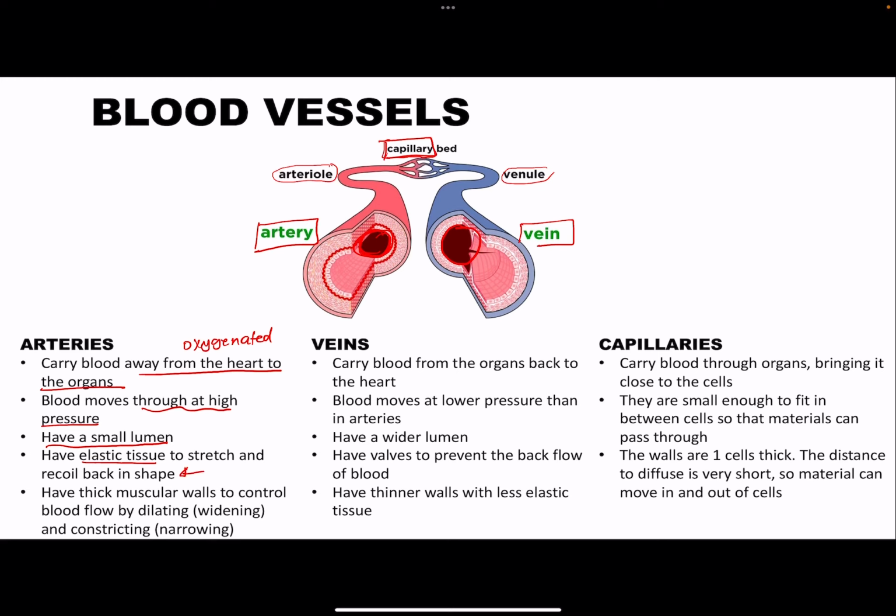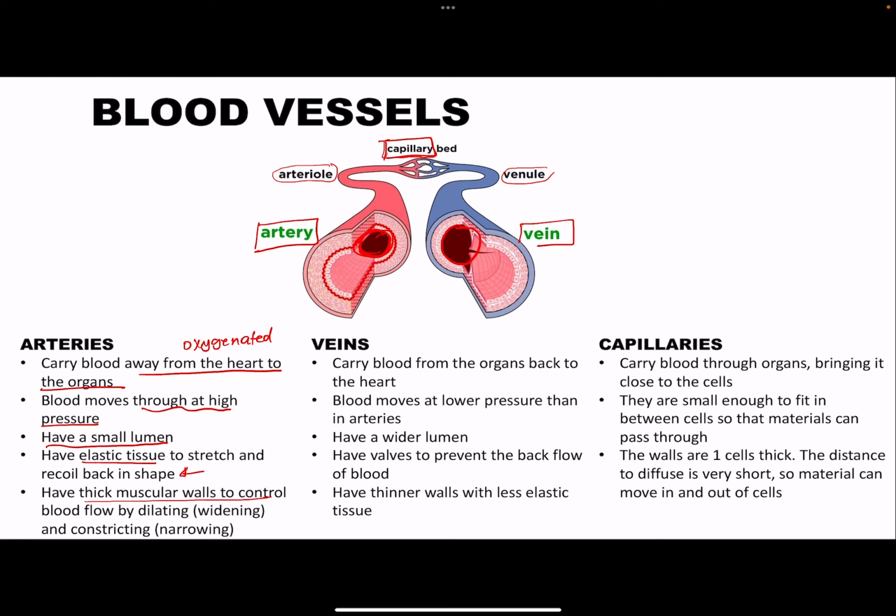This is because the pressure is going to vary within the artery. Sometimes the pressure increases and sometimes it decreases, based on how the heart is functioning. And this has to be accommodated by a change in the diameter of the lumen of the artery in order to prevent bursting of the blood vessels. So the ability to stretch and the ability of the artery to recoil back into shape is very important in the artery performing its function. They also have thick muscular walls to control the dilation, or widening, and the constriction, which is narrowing of the blood vessels.